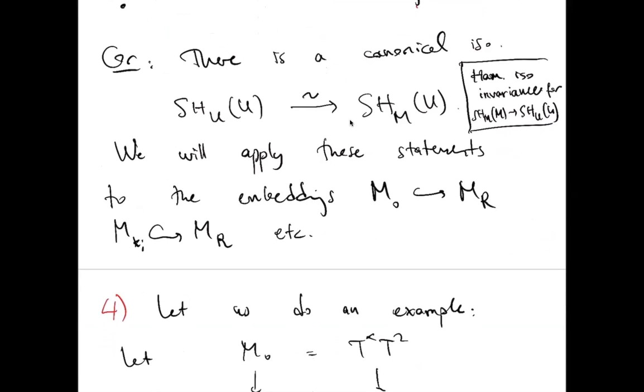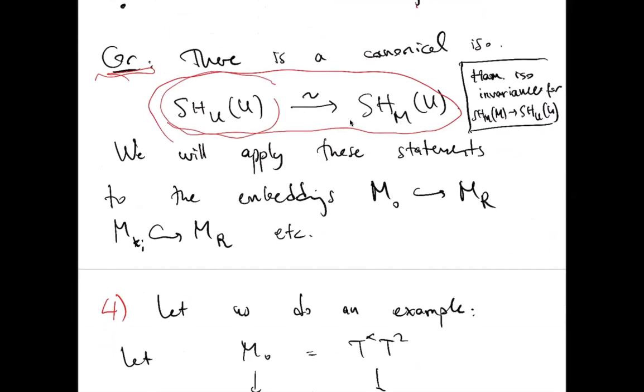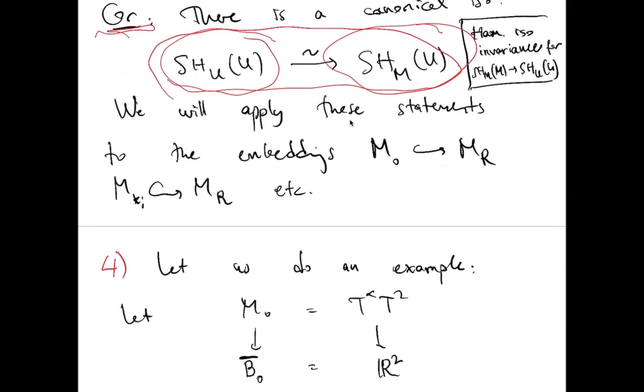And also, as a corollary of the statement for compact subsets, you also obtain that this statement is true. So if you just look at the open set itself, then it's the statement that I started with. If you just compute the symplectomorphism invariant SH of U, it's the same as computing the invariant of U as a subset of N. And this has a Hamiltonian isotopy invariance property, these isomorphisms that I will not state. So I want to apply these statements to the embeddings M0 and MKI into MR.